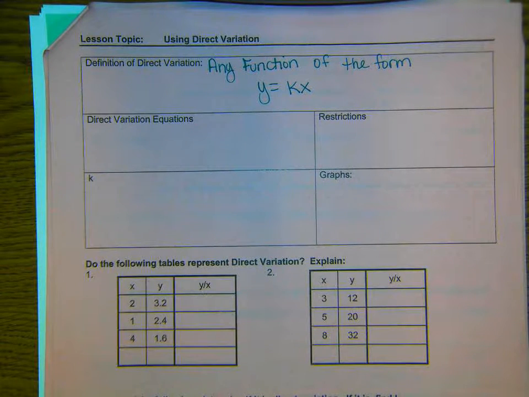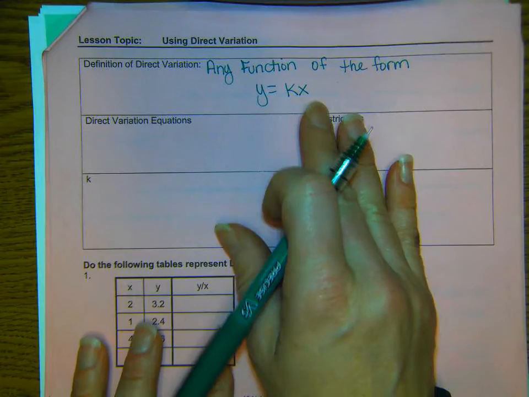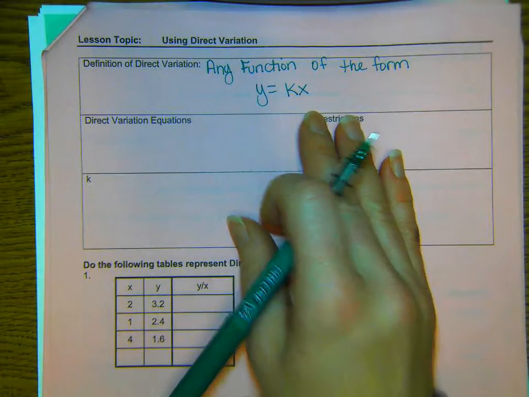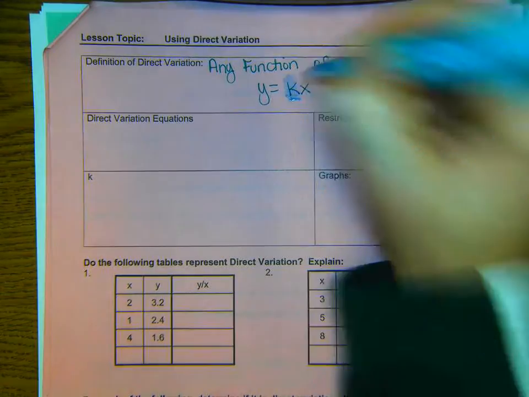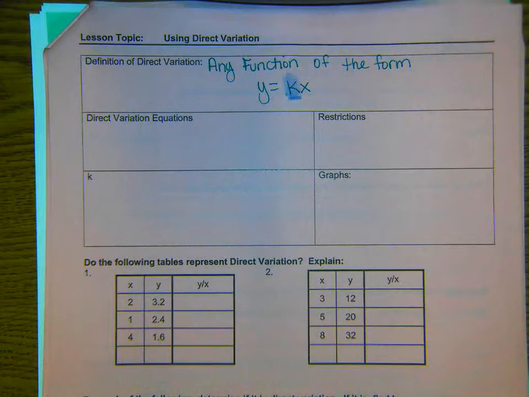So, can somebody tell me, how does this look like slope-intercept form then? Riley? Alright, so what's the main thing that's missing from slope-intercept form? What do you not see up there? The y-intercept. Okay, so here's what you need to know. In order to be direct variation, it has to go through 0, 0. Because think about that. If there's no y-intercept here, that means the y-intercept is 0.